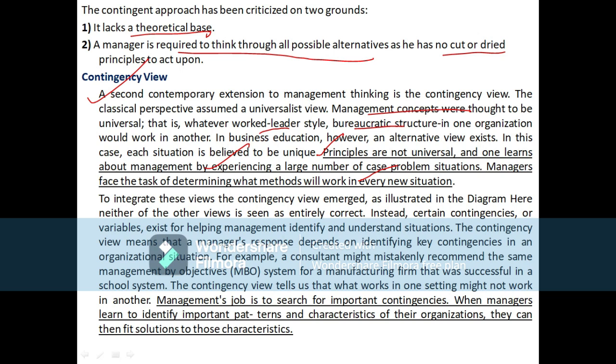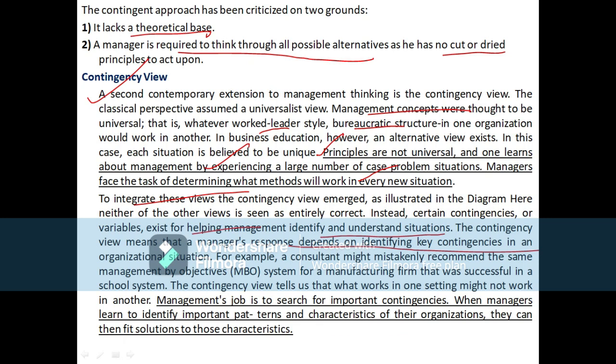So to integrate these views, the contingency view emerged as illustrated in the diagram. In the next slide we are going to see the diagram. So instead, certain contingencies or variables exist for helping management identify and understand situations. The contingency view means that managers' response depends on identifying key contingencies in an organizational situation.